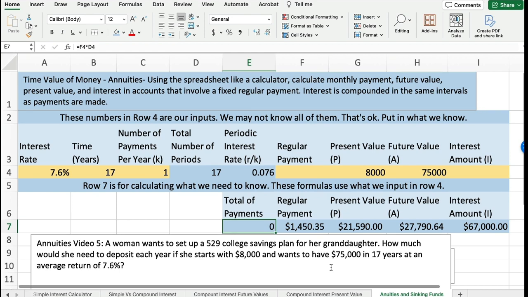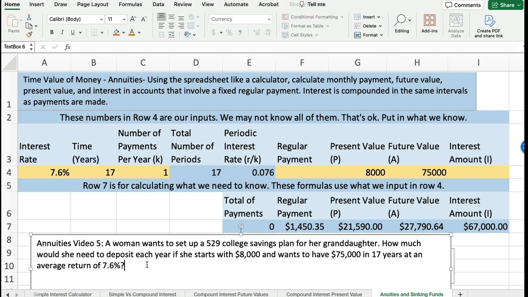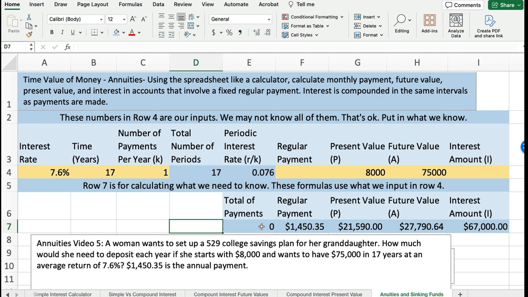So according to my spreadsheet, the regular payment, which goes under column F, is going to be $1,450.35. That is the annual payment. Notice that the total of all of the payments is still showing as 0.